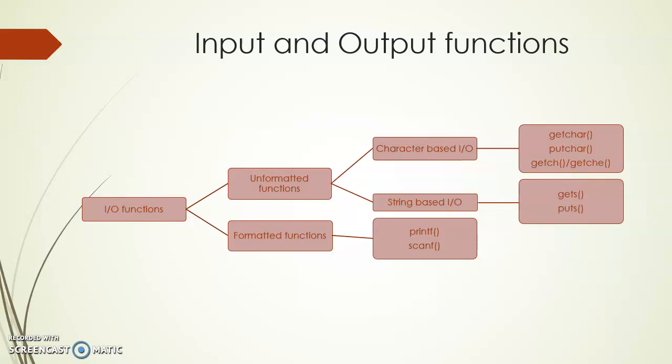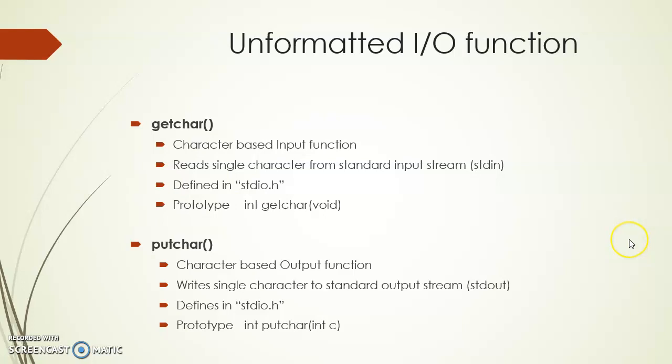Today we will learn about different I/O functions of unformatted types. Okay, these are unformatted I/O functions. Here we see two I/O functions, getchar and putchar. These functions are character-based I/O functions. That means these functions can handle only a single character at a time.